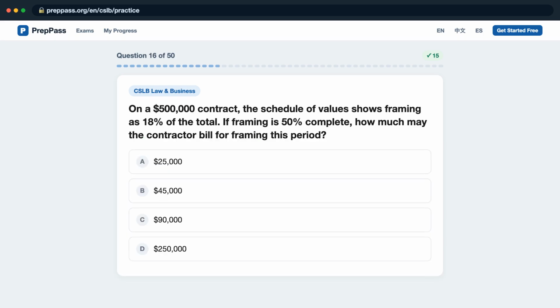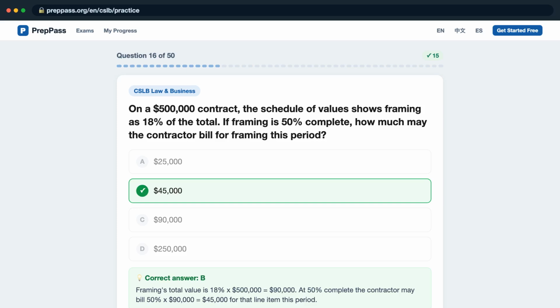Question 16. On a $500,000 contract, the schedule of values shows framing as 18% of the total. If framing is 50% complete, how much may the contractor bill for framing this period? Is it A, $25,000? B, $45,000? C, $90,000? D, $250,000? The correct answer is B.